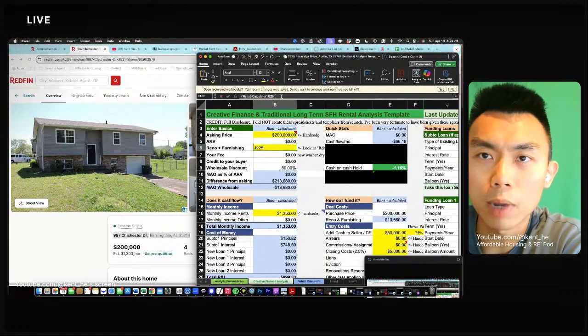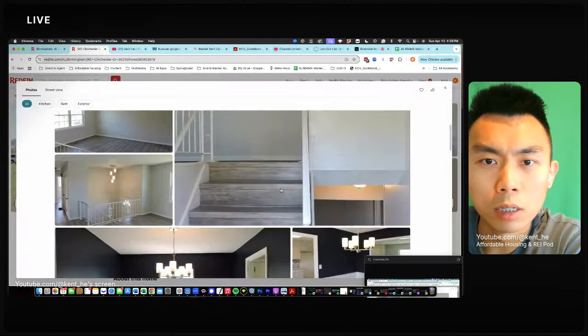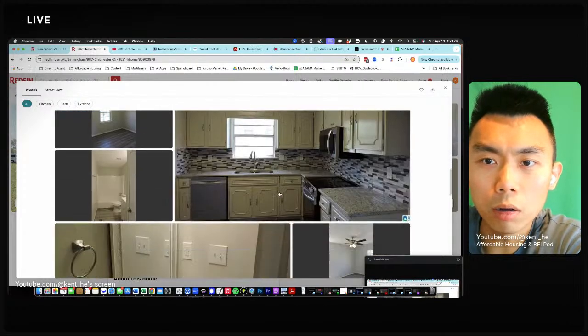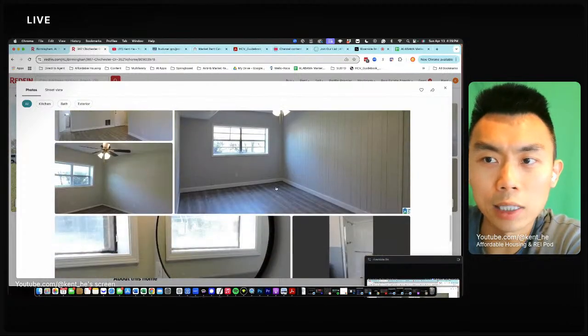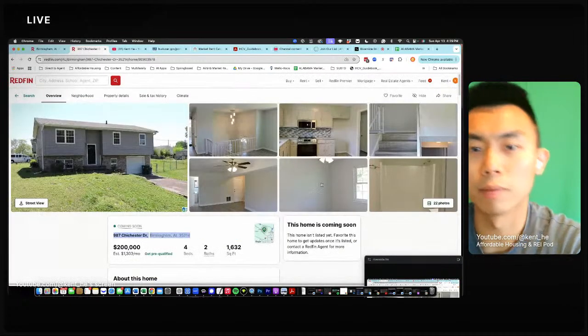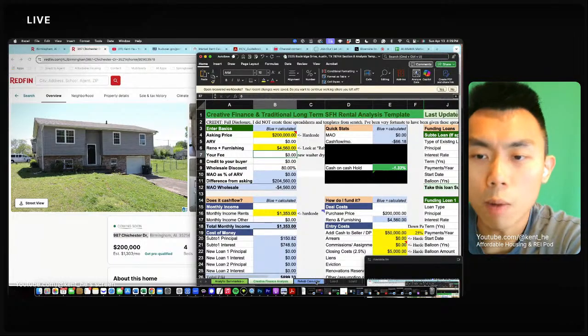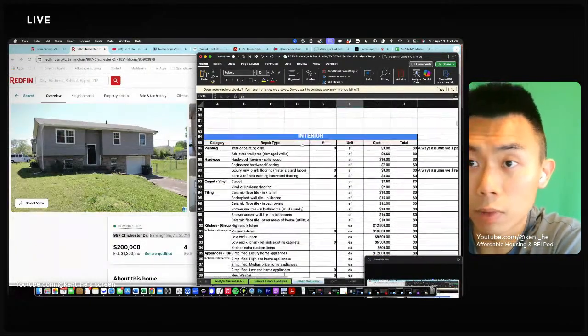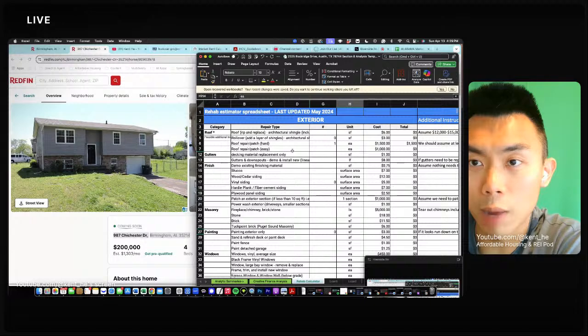Let's go to my rehab calculator and look at the condition of the home. This property looks pretty good. I can't see any of the guts, but I would say it's pretty much rent ready, and there's a garage. Great. So for this property, I'm going to assume I don't need to paint the place.